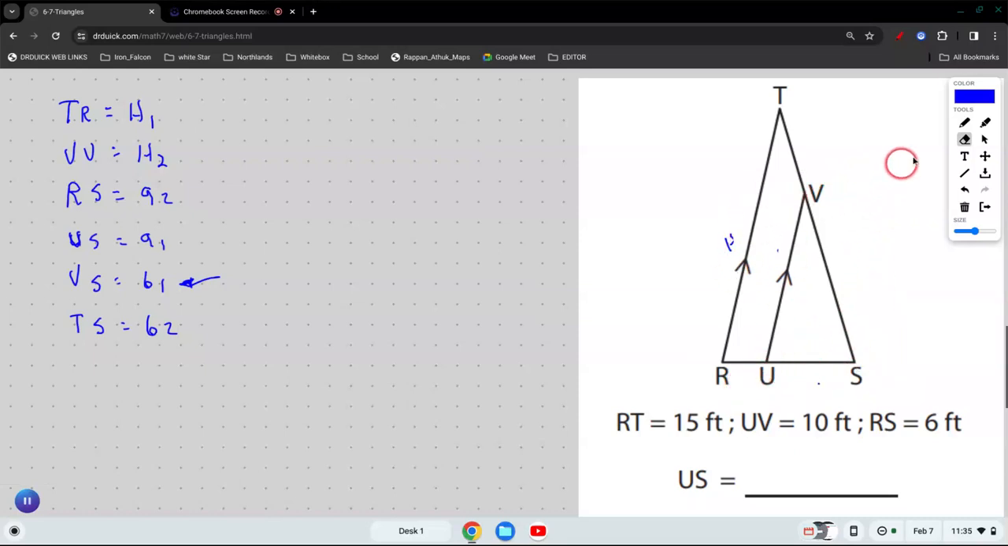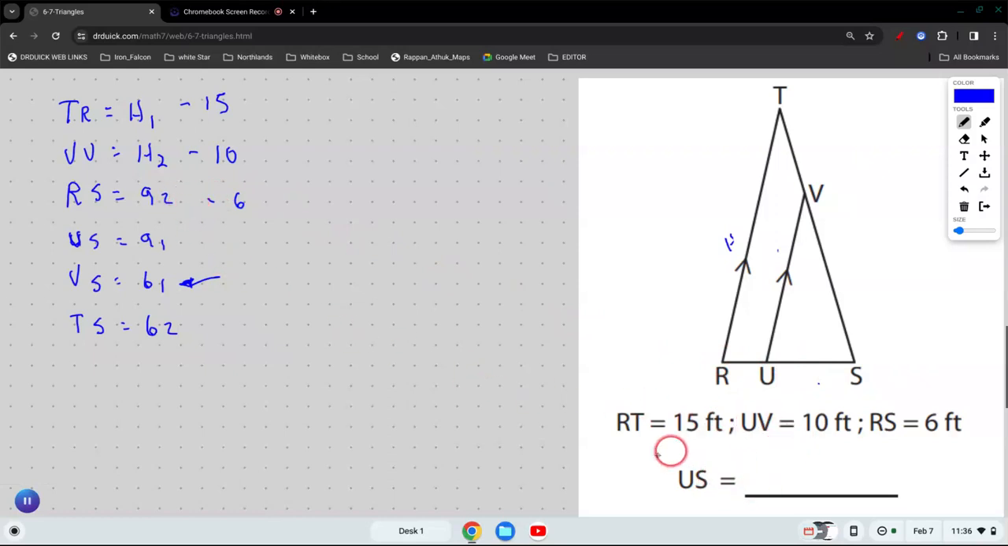So they say R to T, which is this one, is 15 feet. U to V, which is this one right here, they're saying is 10 feet. Oh, so they give me an H1 and H2, okay? Then they say my RS, which is my A2, right, is equal to 6 feet. R to S.